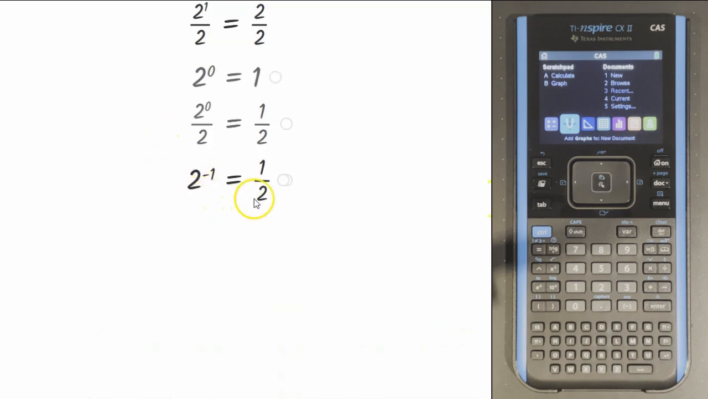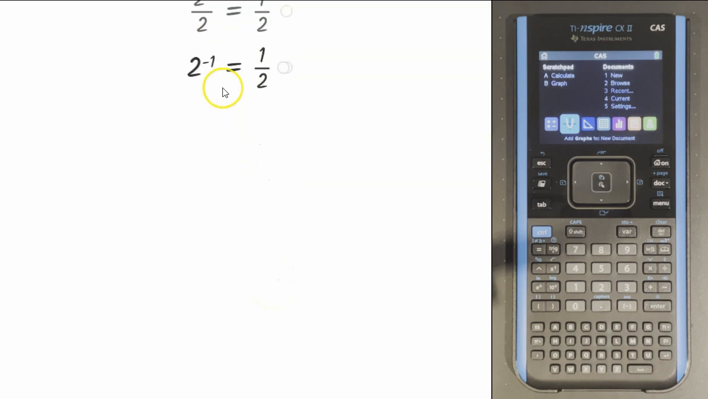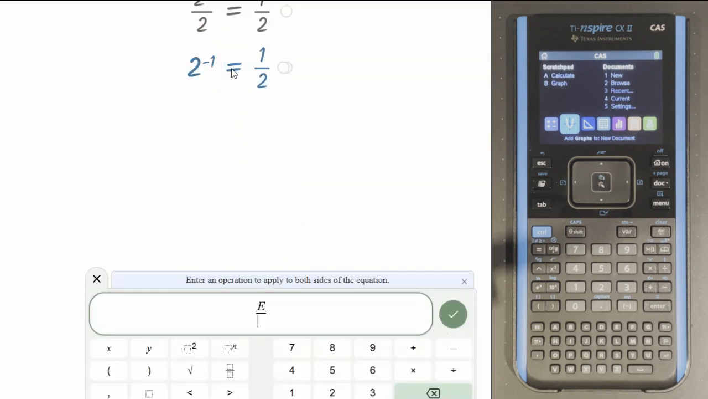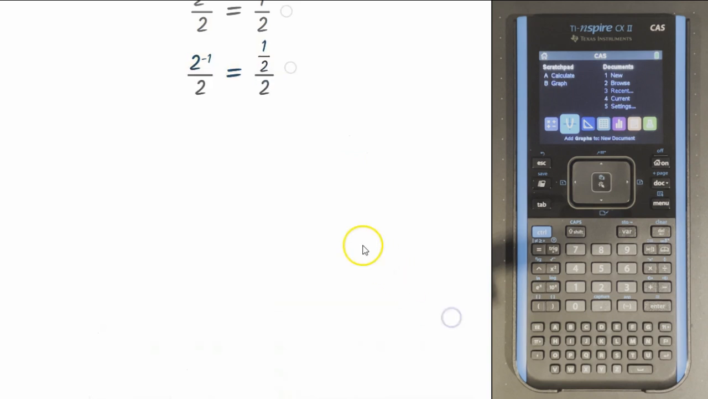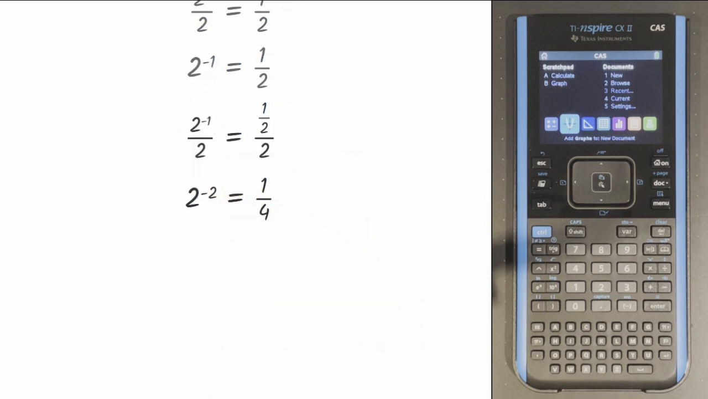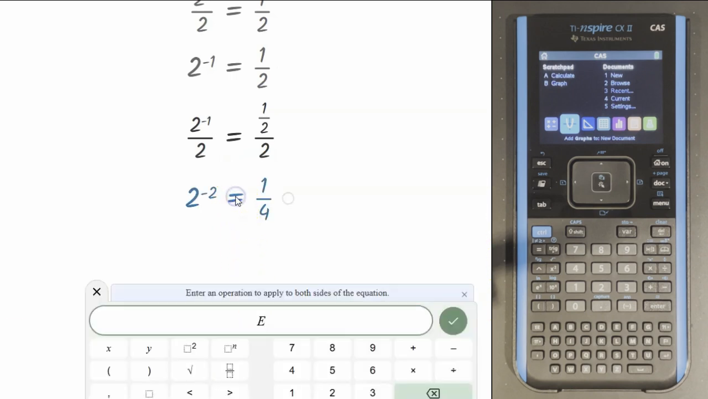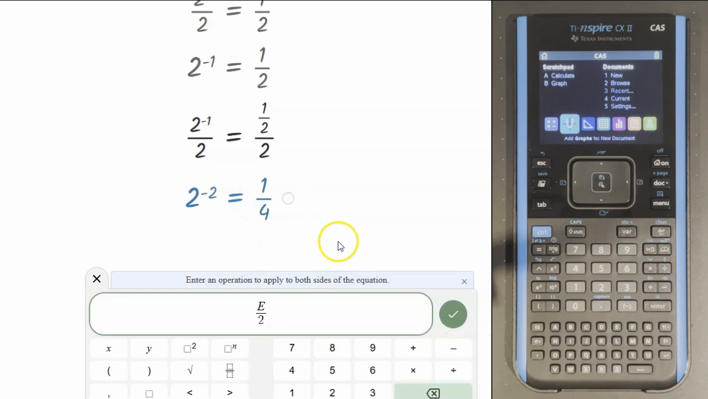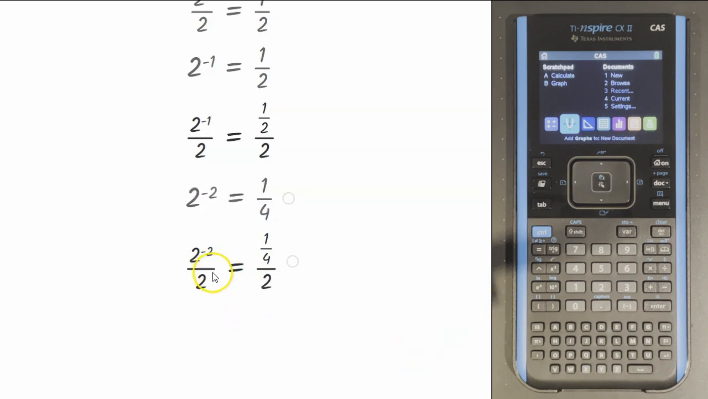We subtract those exponents and we get 2 to the negative 1 is equal to a half. If we keep going and divide by 2 again, we get 2 to the negative 2 is equal to a quarter, or 1 over 2 squared. Keep going, 2 to the negative 3 is going to equal a quarter divided by 2, which is equal to an eighth. Or, put another way, 1 over 2 cubed.